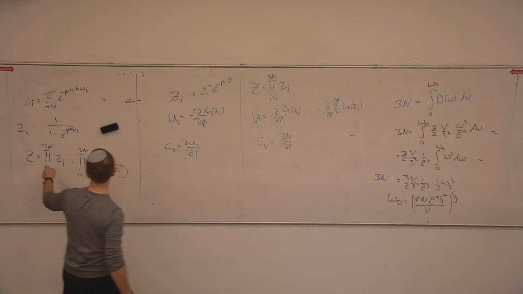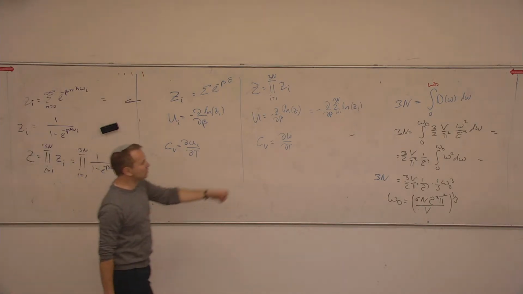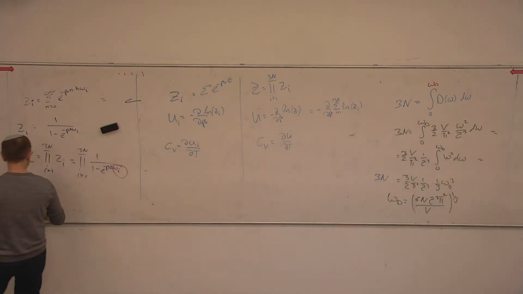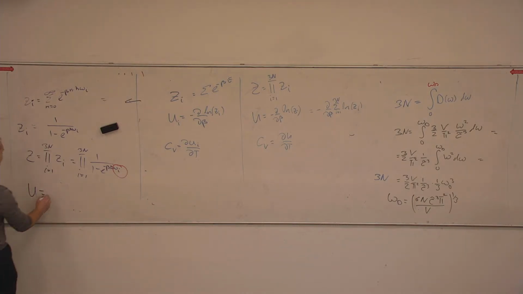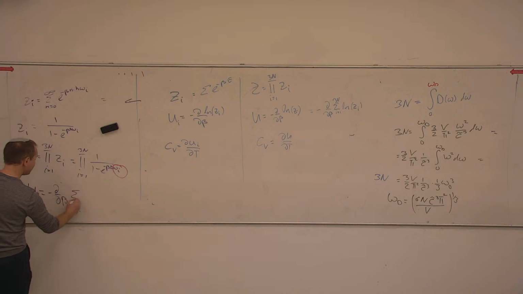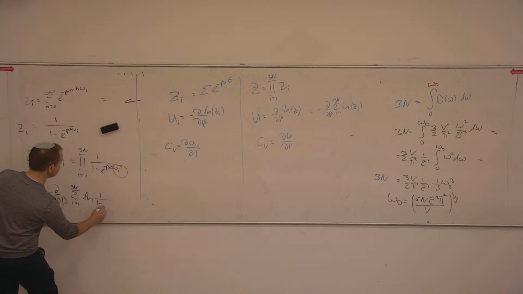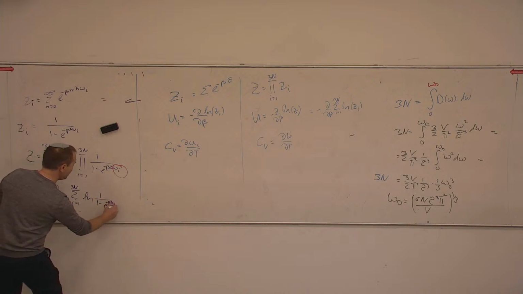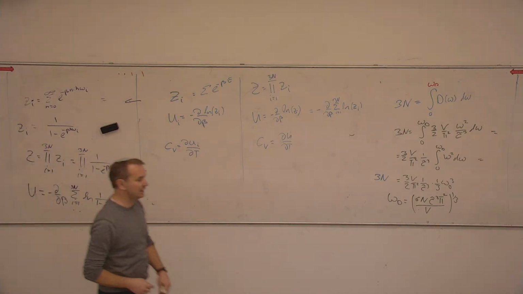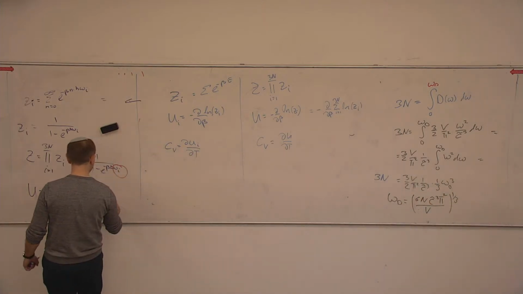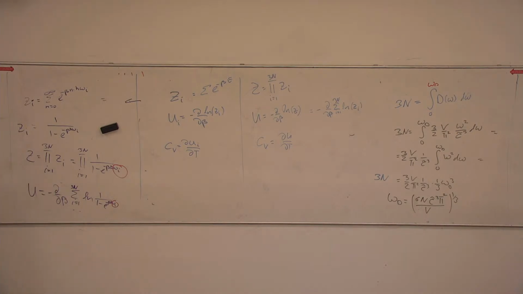It doesn't matter whether we don't know them for Z or for U. I can write down the U, and it would still be the same. U equals minus d/d beta of a sum, i goes from 1 to 3n, of a log of Zi. So it's a log of 1 over 1 minus e to the power minus beta h bar omega i. The problem still stands: omegas are unknown. This was the original problem.